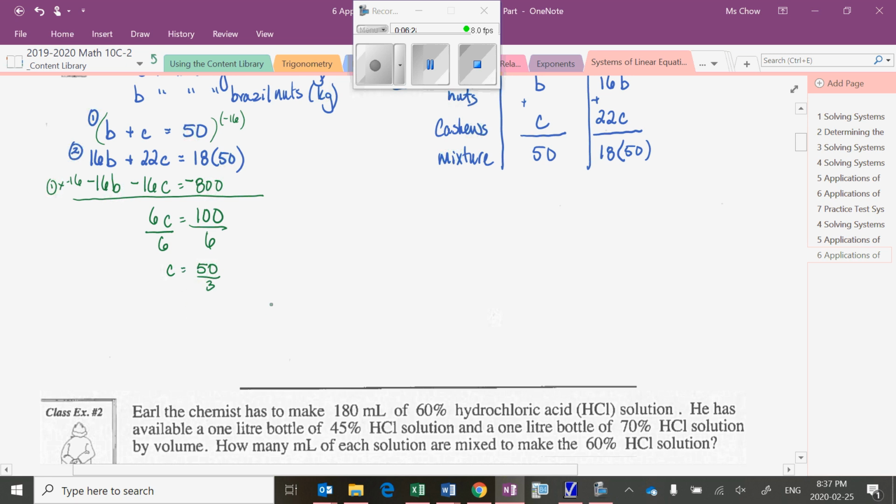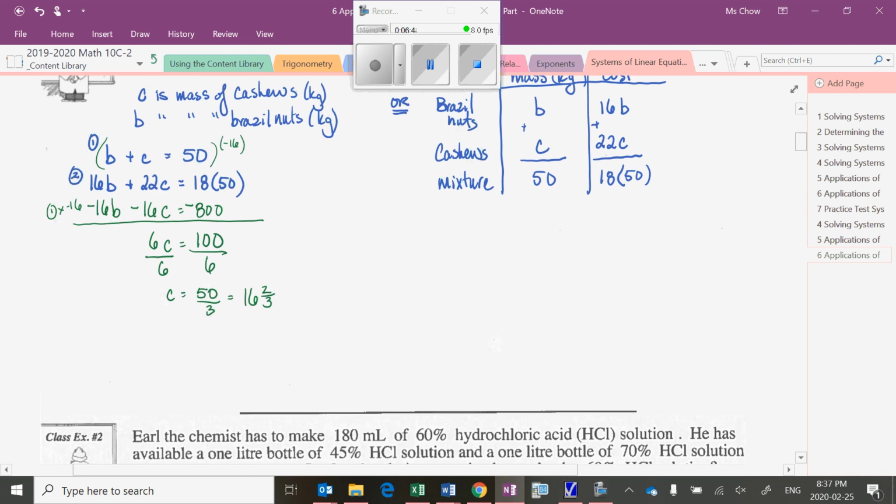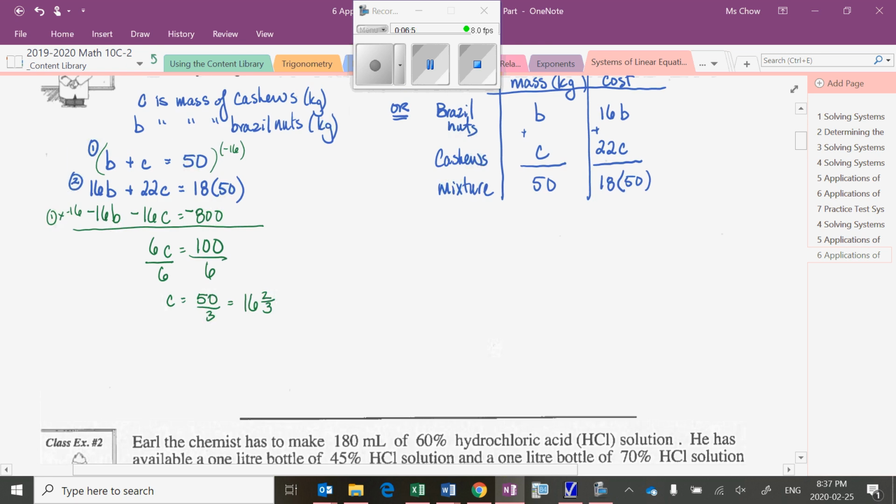Or in this particular case, in the context of things, it probably makes sense to write that as a mixed number. So 3 goes into 50 16 times, 16 and 2/3 to be exact. And so then if we want to figure out how many Brazil nuts we have, or the mass of our Brazil nuts, we'll substitute that into equation 1, or since we know 50 is our total, we can say 50 minus 16 and 2/3 will give us B. So that is then 33 and 1/3 kilograms.